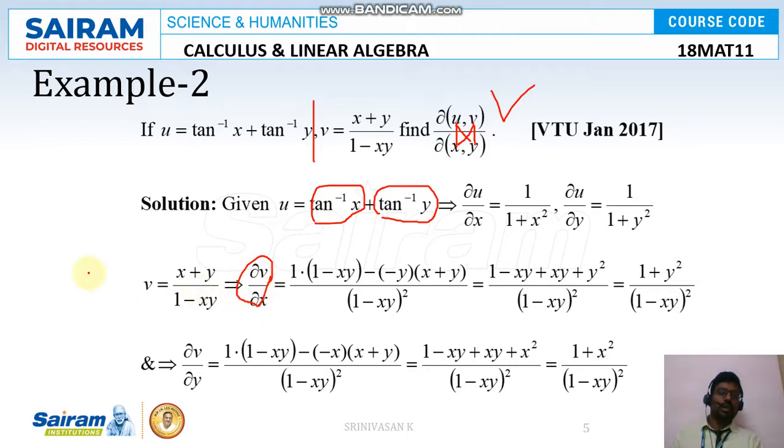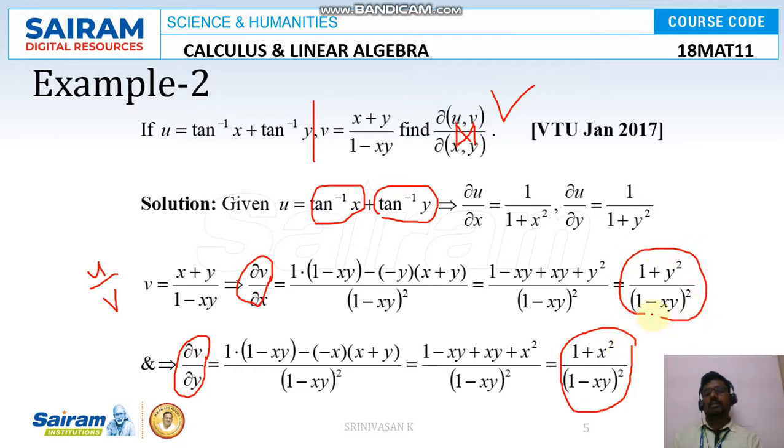And next, v is x plus y divided by 1 minus xy, so for dou v by dou x this is the u by v form. Applying the u by v form, we get 1 plus y square divided by (1 minus xy) the whole square. And next, dou v by dou y: here also apply the u by v form, we get 1 plus x square divided by (1 minus xy) the whole square.